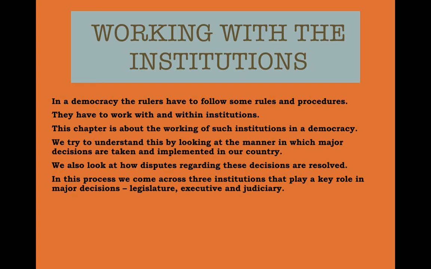Okay, so we will try to understand first by looking into the manner in which decisions are taken and implemented in our country. And when these decisions are implemented, sometimes disputes may arise. So in that case, how are these disputes regarding these decisions resolved? In this process we come across three institutions that play a key role in the major decisions, that is legislature, executive and judiciary.